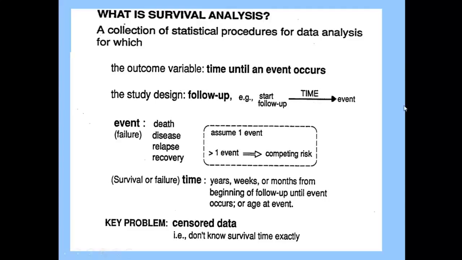Now, as I was saying, the event could be any one of a number of things. It could be death, follow up until somebody died. Could be time until somebody gets a disease, time until they actually get a cancer, time until they get a heart attack, time until they get something else. It could be time until they relapse, like they're in remission and then they go out of remission. Or it could be time until they get better, time until they recover. So it could be any one of these things, okay?